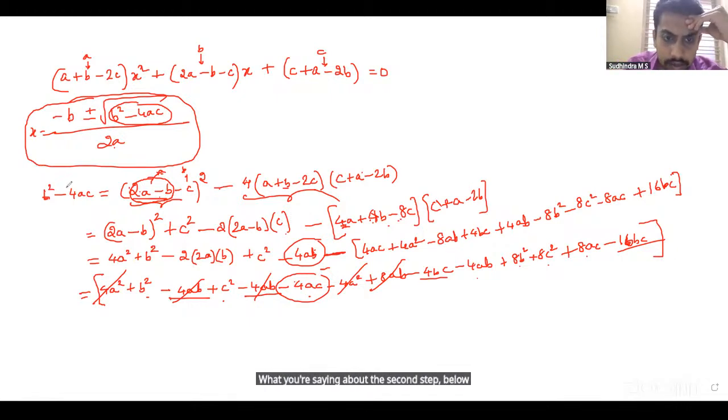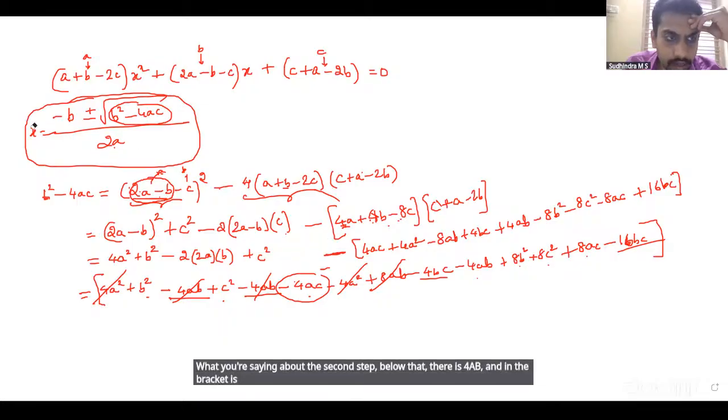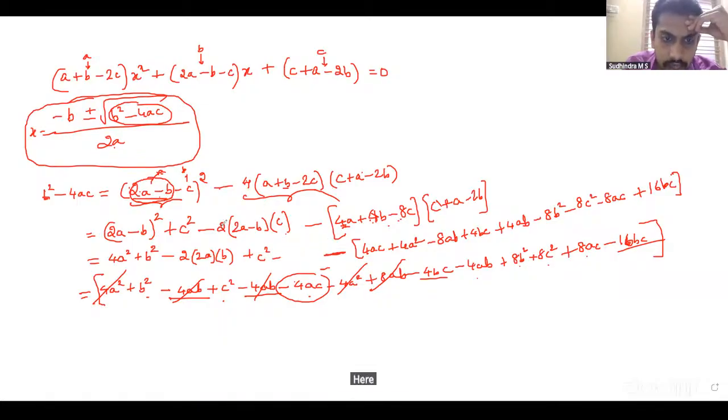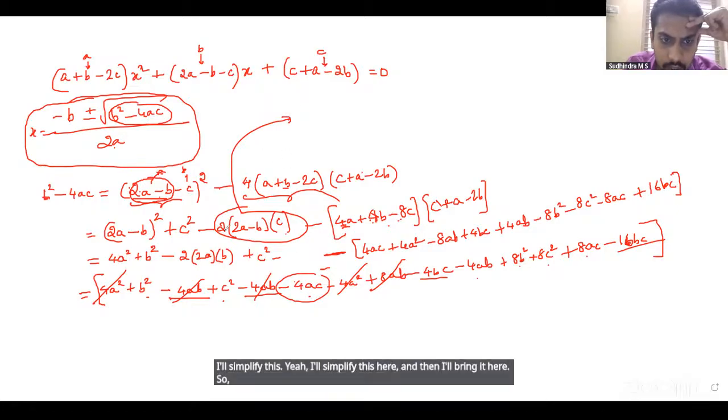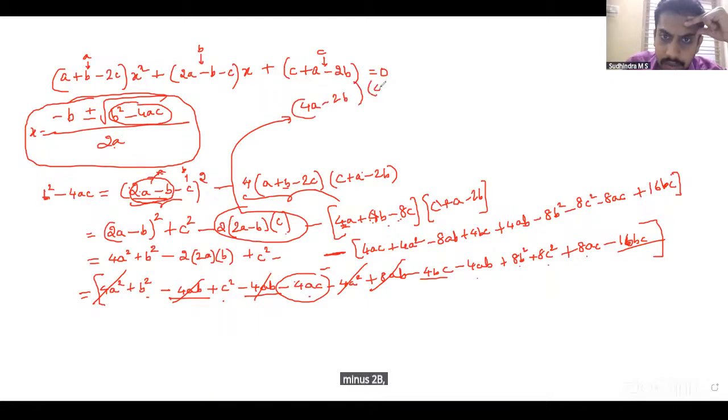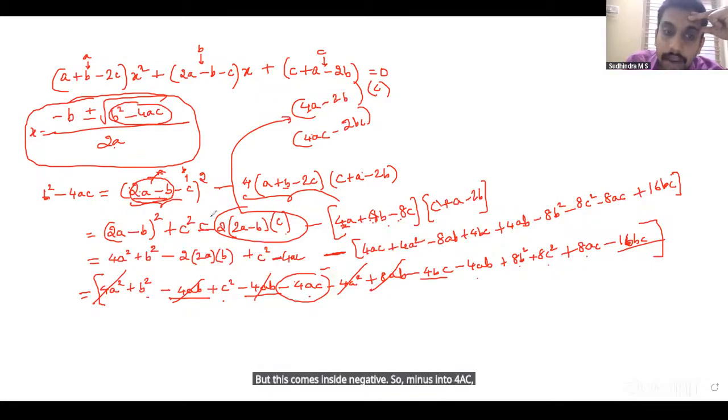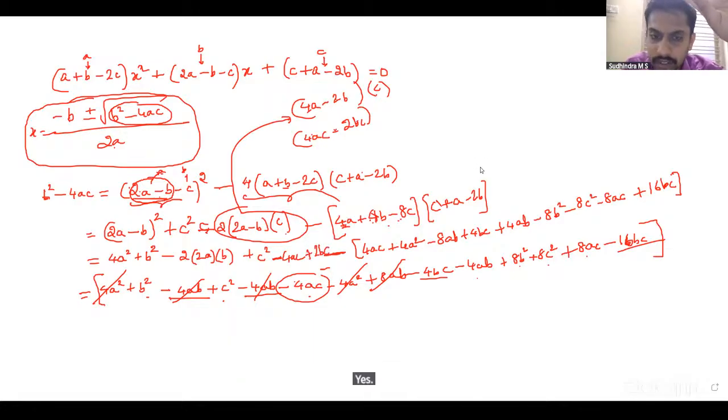Below that, there is 4ab, and in the bracket is 4ab. Correct. No, this I'll change. Here, this should be 4a minus b into c. I'll simplify this here and then I'll bring it here. So this would be 2 into 2 is 4a minus 2b into c. Correct? Yes, sir. I've just multiplied by 2. Then 4a into c is 4ac. 2b into c is minus 2bc. But this comes inside negative. So minus into 4ac, minus into minus plus 2bc. Is that clear? Yes, sir. Did I make sense? Should I repeat this?